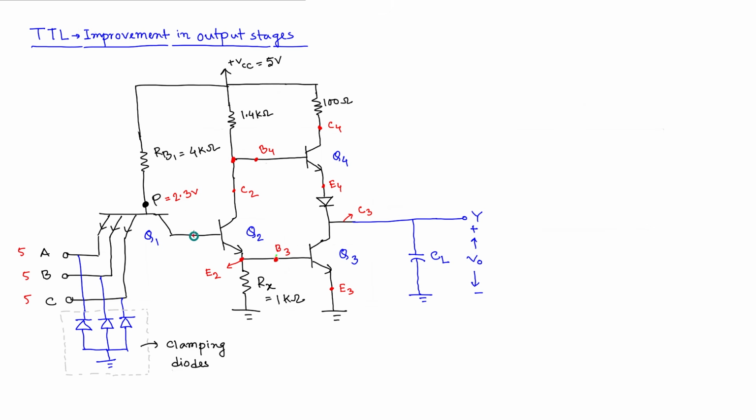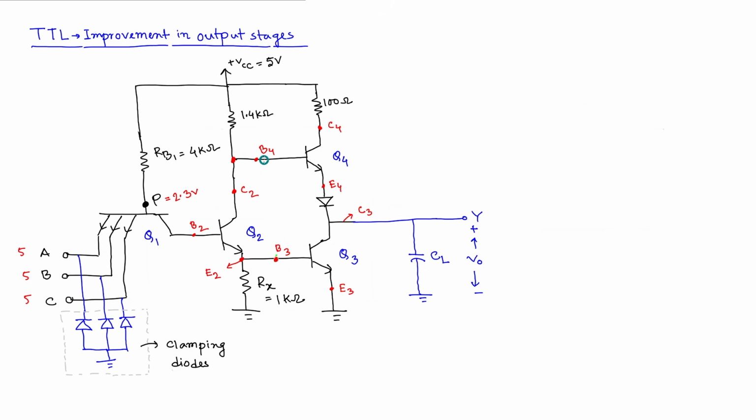E2, and this is B2. I'm just giving some names to the nodes so that we can explain easily. The idea is we have to find out the node voltage here, that means C2 voltage or B4 voltage, whatever. So they are the same value.